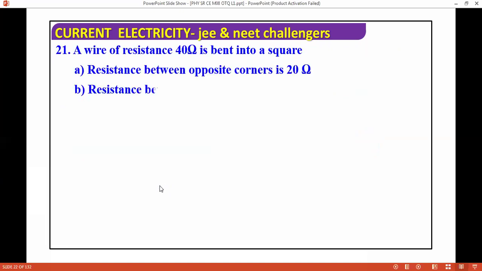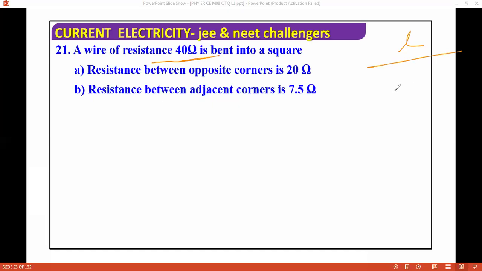A wire of resistance 40 ohm is bent into a square. The question asks for the resistance between opposite corners. It's a very good question. Suppose the wire has length L. If you bend this into a square, each side is L by 4. You know resistance is proportional to length L. So of the total 40 ohm, each side is 10 ohm, 10 and 10.